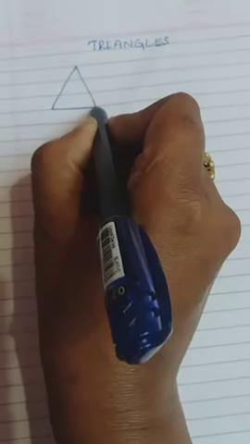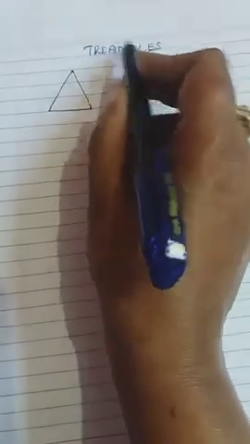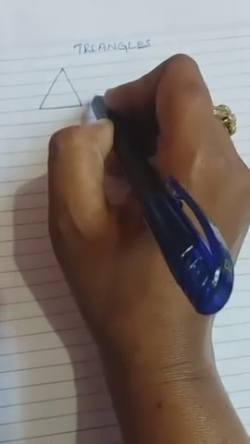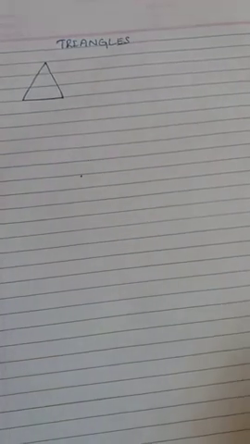Tri means three. The geometrical shape which has three angles or three sides is called a triangle. Okay, the types of triangles based on sides, the types of triangles based on angles, everything you know already, is it? So today we have to know about similar triangles.